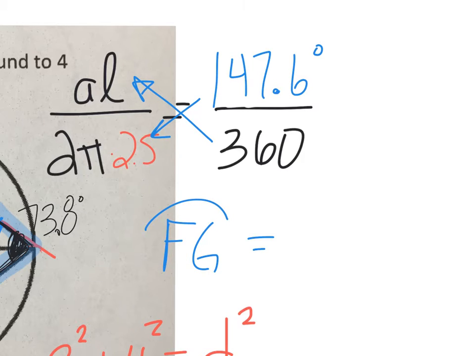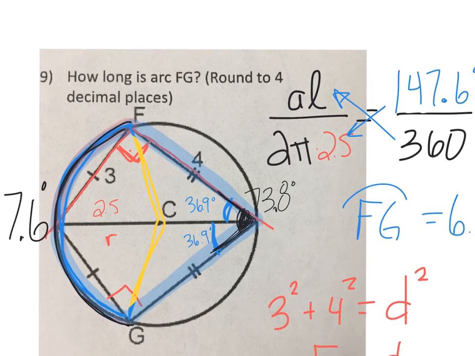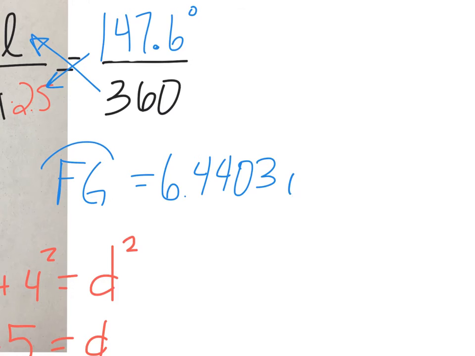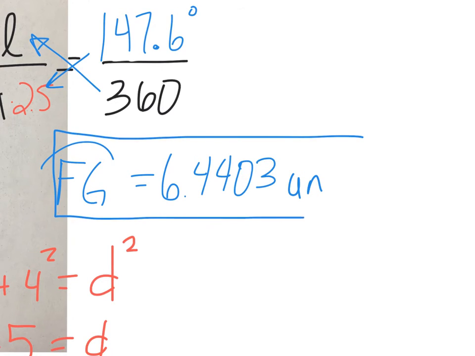So on the calculator, I do 147.6 times 2 times 2.5 times pi, and I divide all that by 360, and I get an arc length of 6.4403, and my units are undisclosed, so 6.4403 units is the length of my arc.